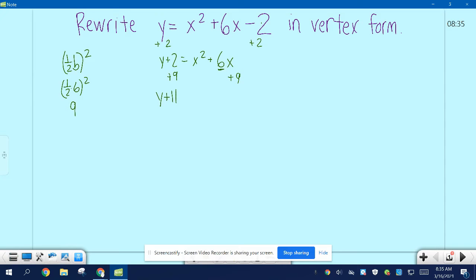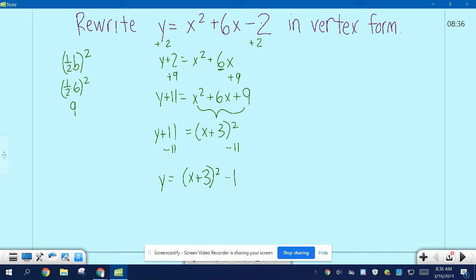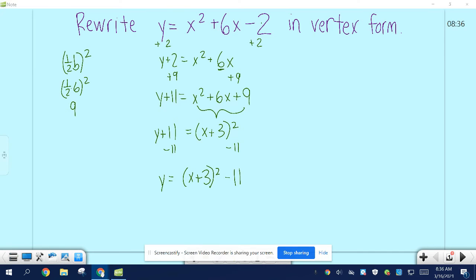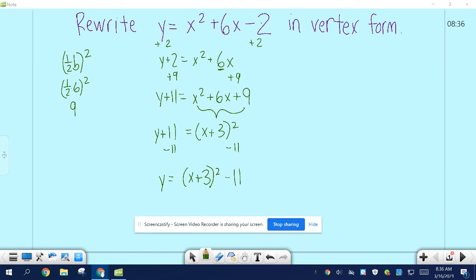y plus 11 equals x squared plus 6x plus 9. So the whole point of doing that was because this is a perfect square trinomial that we can rewrite like that. And then last step is to move the 11 back over here and get y equals (x plus 3) squared minus 11. So the whole point of doing that was to get our equation in vertex form.